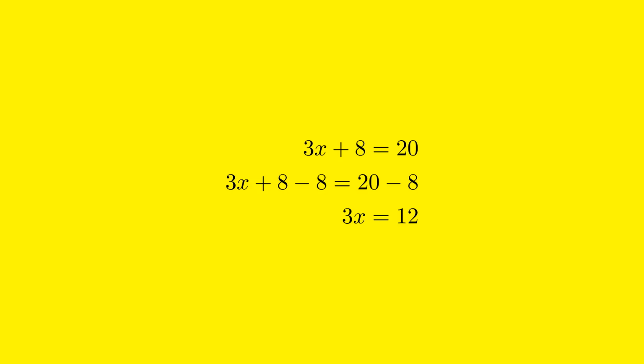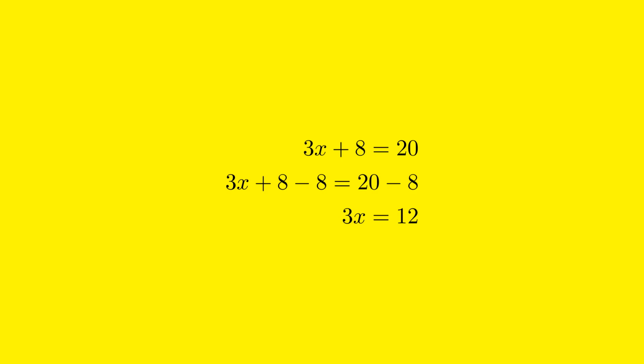To solve for the variable in the equation 3 times x plus 8 equals 20, we begin by isolating the term that contains the variable. Start with the original equation: 3 times x plus 8 equals 20. The first step is to eliminate the constant term on the left side of the equation, which is the plus 8. To do this, we perform the opposite operation of addition, which is subtraction. Subtract 8 from both sides of the equation.